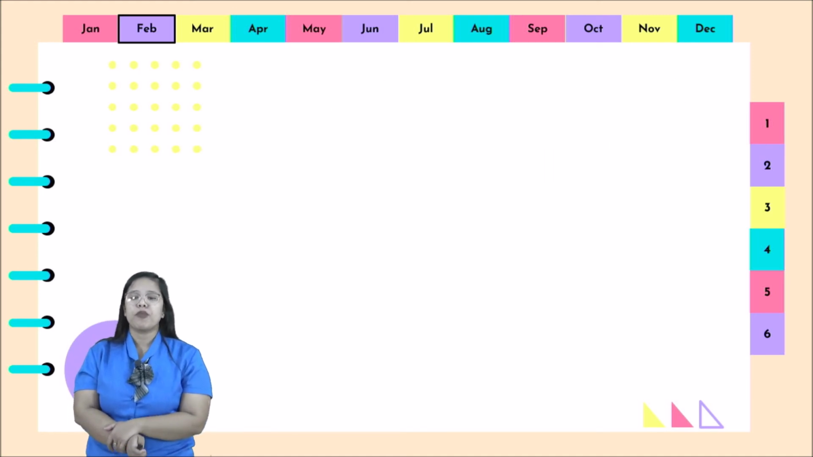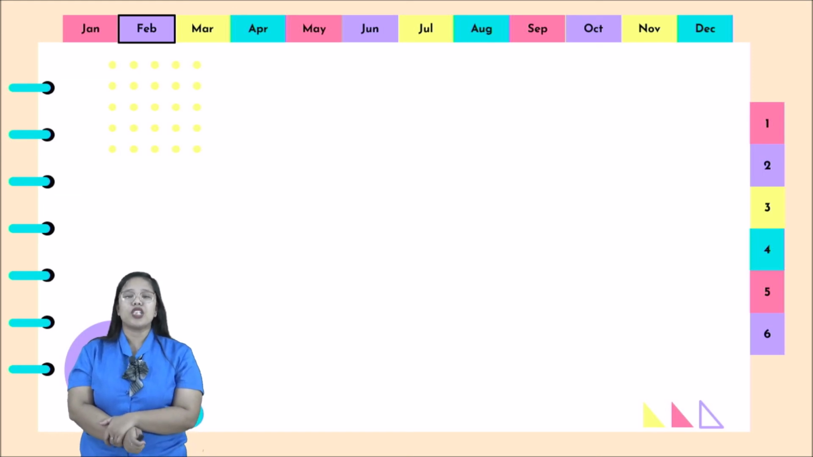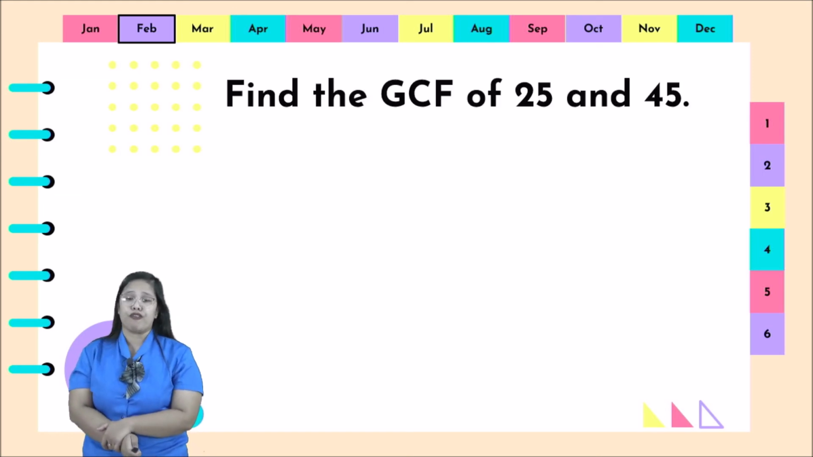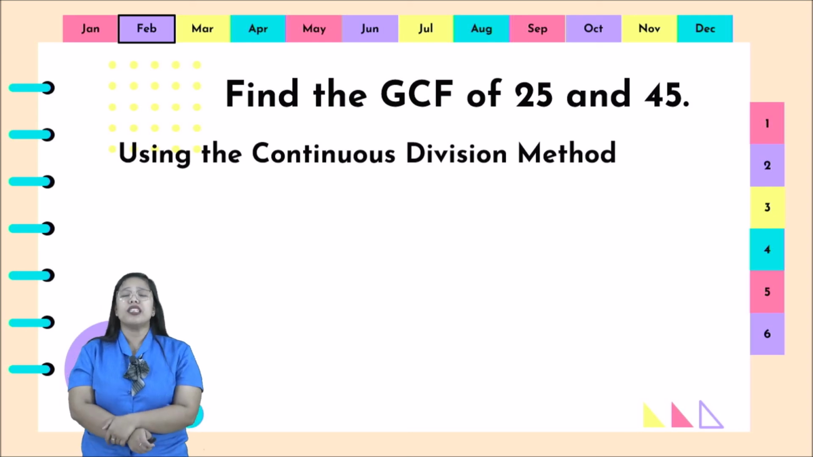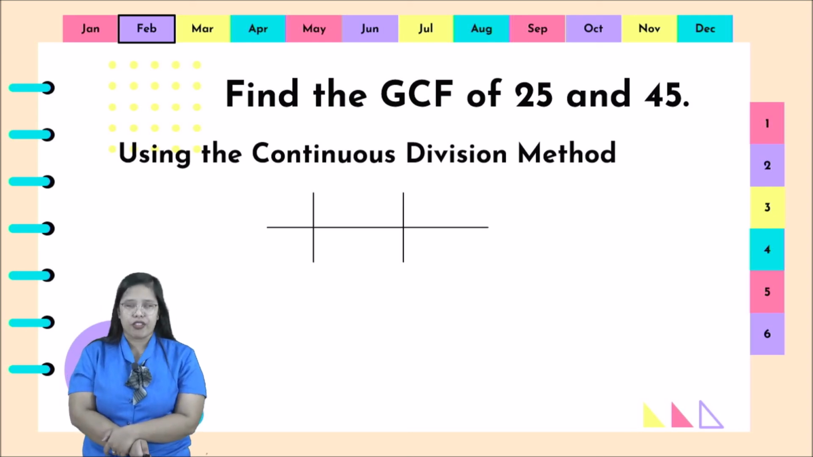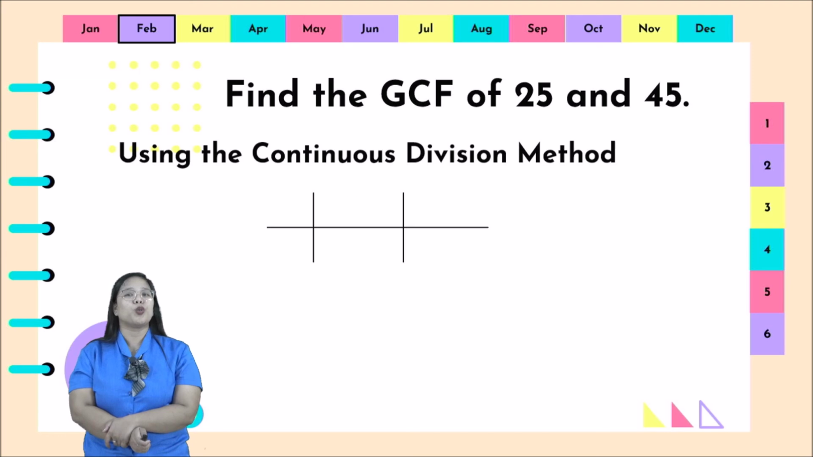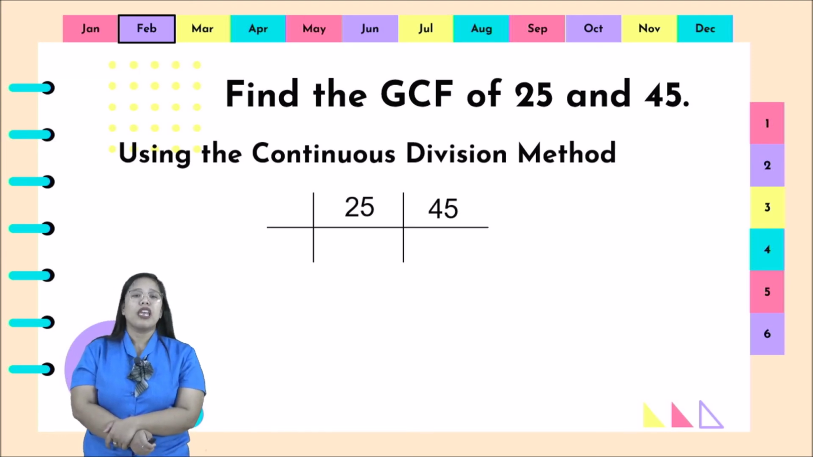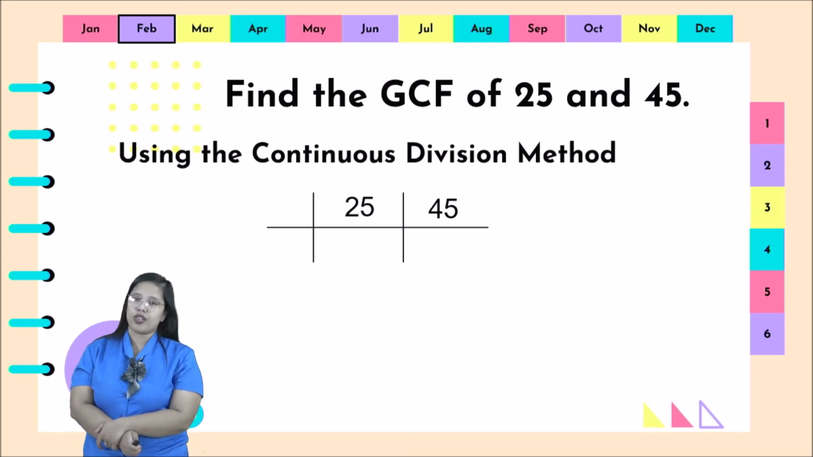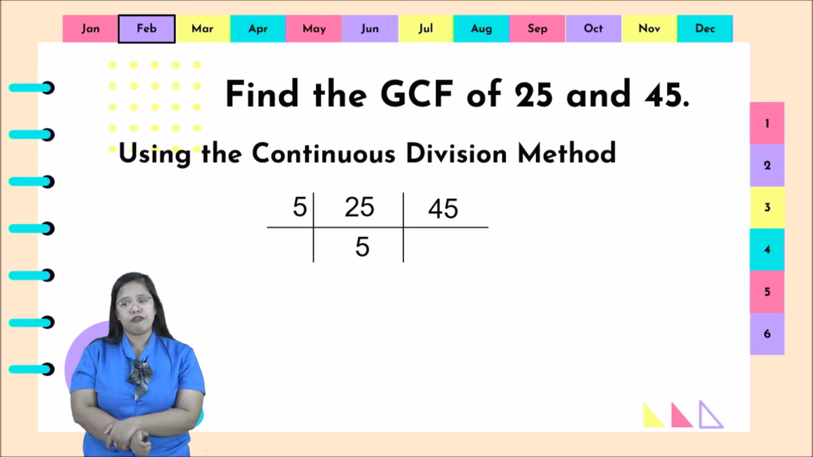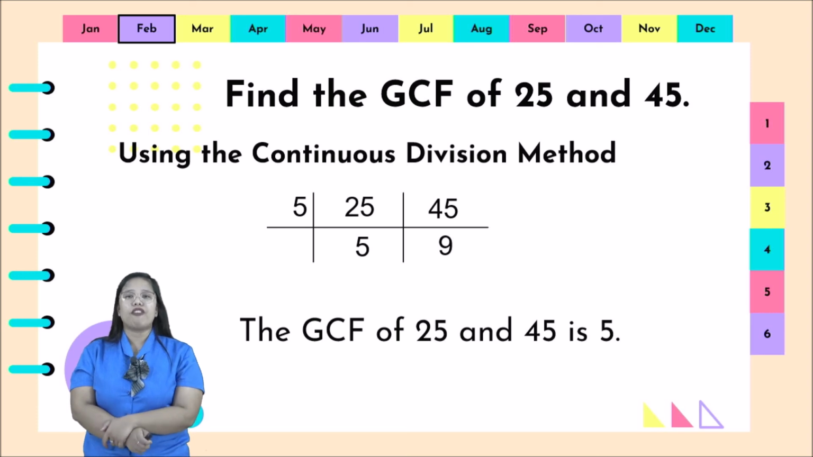Very good. Last one, we have the GCF of 25 and 45. Again, using the continuous division method. So, we will put 25 and 45 in our division house. And then, we will divide them by 5. 25 divided by 5 is 5. And 45 divided by 5 is 9. Therefore, the GCF of 25 and 45 is 5.